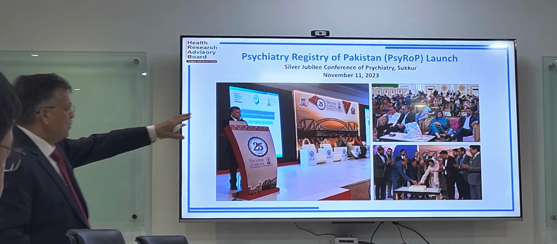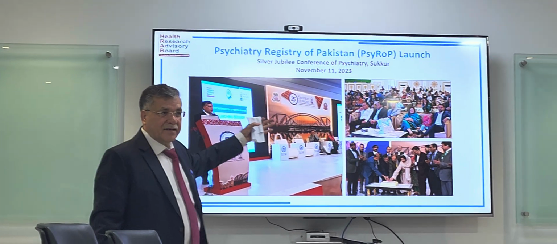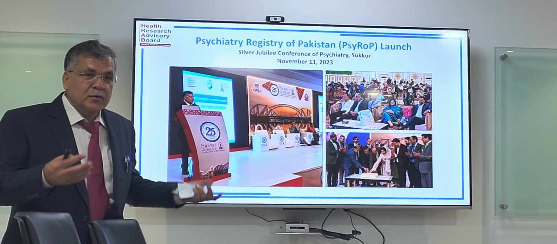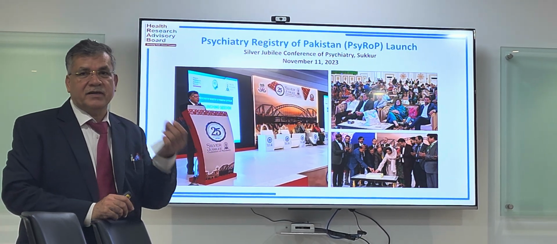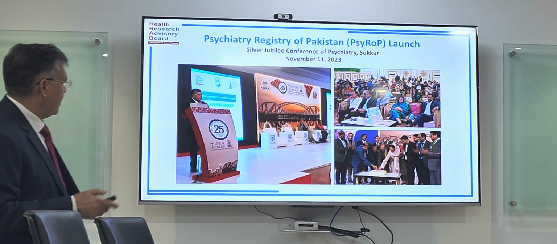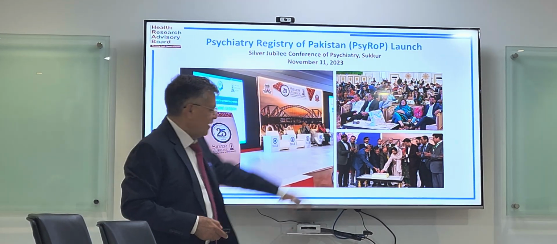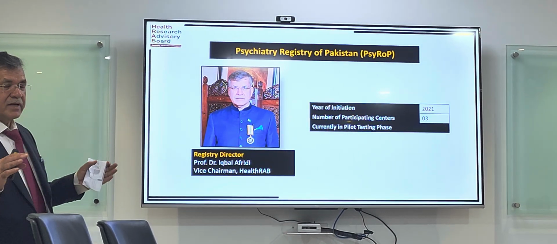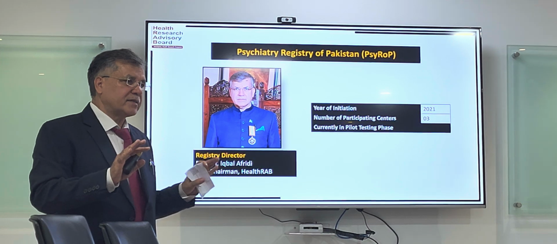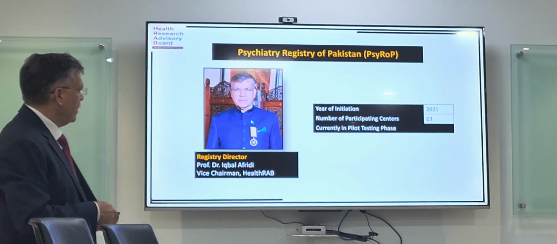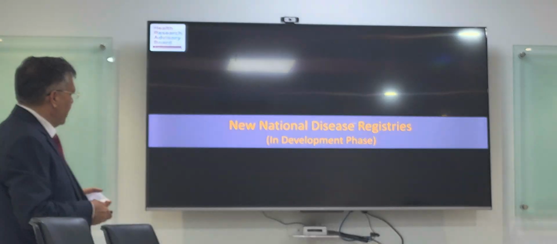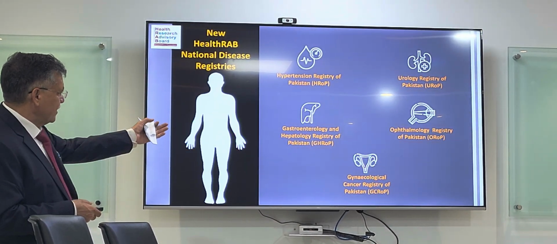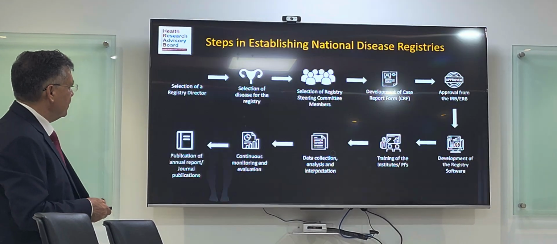Then in 2023 we started the Psychiatric Registry of Pakistan from Sakhar. There were no concepts. We were thinking how to start. Should we start with all the diseases? Then we picked one disease, that is schizophrenia, and this started. We have initially included 3 centers from Pakistan, but it will then approach the other sectors as well. The new registries in the pipeline are hypertension, urology, gastroenterology, ophthalmology, and gynecology.